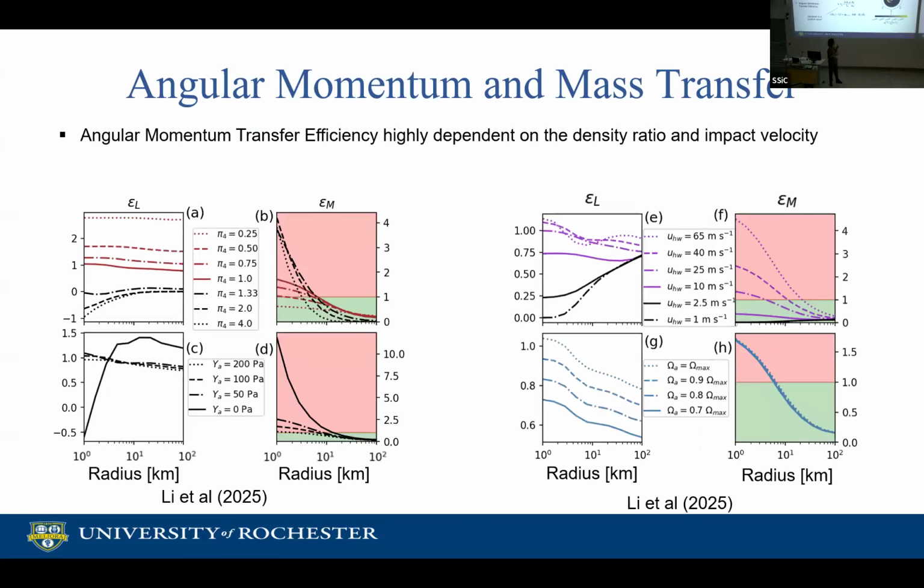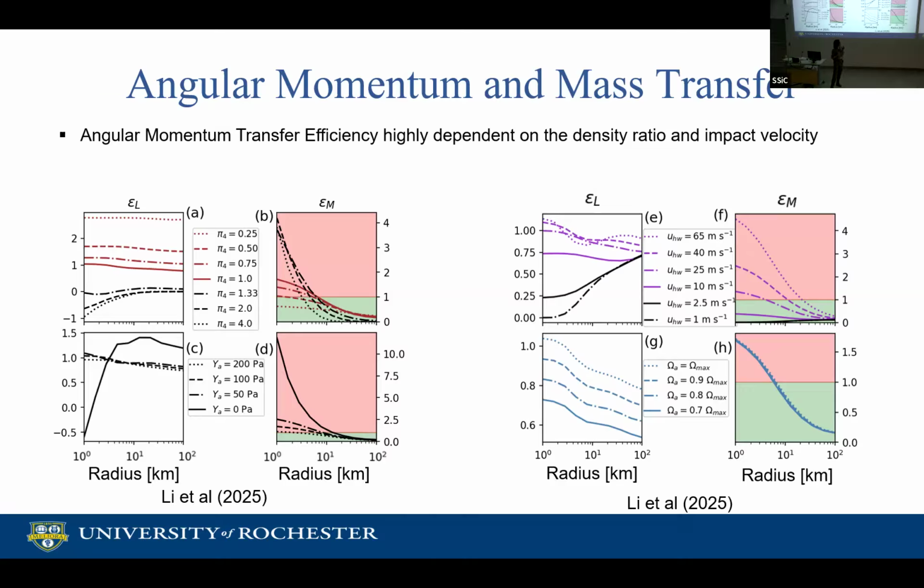Now for the actual findings, there's a lot of graphs here, so let me explain them a little bit. On the left here, you have the angular momentum transfer efficiency, and then on the right of the left half, you have the mass transfer efficiency, and then the same thing on the other side. But on the top left, we're varying the density ratio of the projectile and the planetesimal. On the lower left, we are varying the planetesimal strength. We're then varying the headwind velocity and the planetesimal spin.